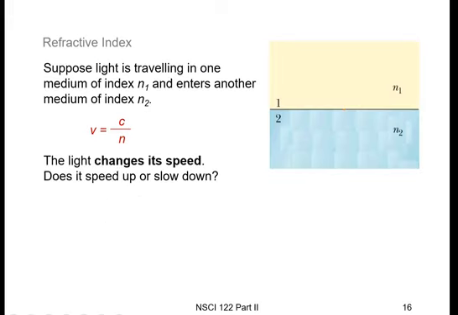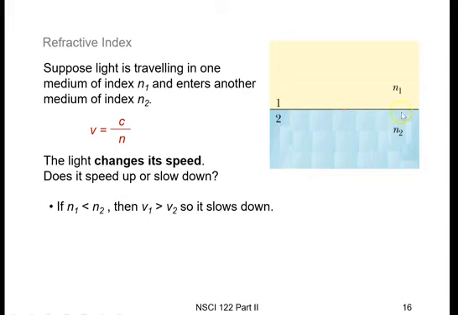Now let's talk about whether light slows down or speeds up when it goes from one material to another material. We remember that the speed is c over n, yes? So if this top material, the yellow one, call it medium 1, has index n1, what happens if light enters a new medium, this blue one, medium 2, with index n2? Does the speed of the light go up or go down? Well, it depends on the values of the indices.